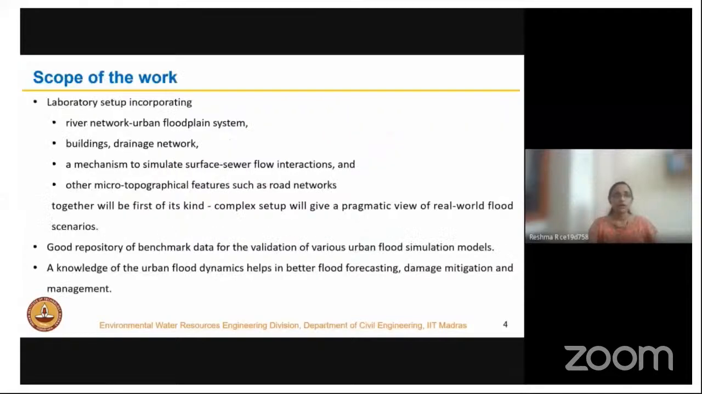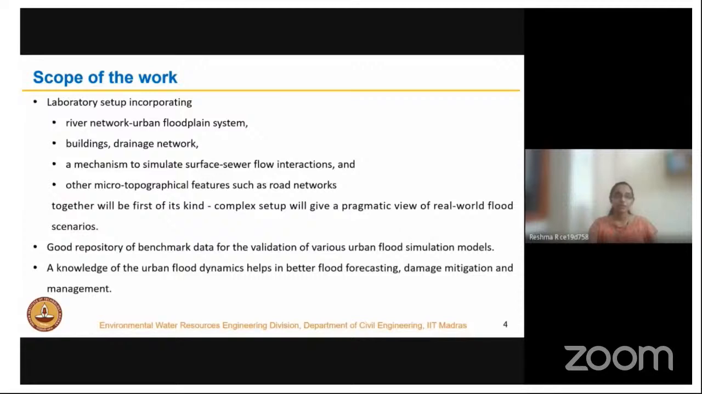Scope of the work: a laboratory setup incorporating a river network urban floodplain system, buildings, drainage network, and other microtopographical features such as road networks, and a mechanism to simulate surface sewer flow interaction together will be first of its kind.